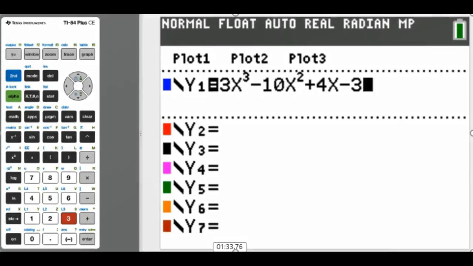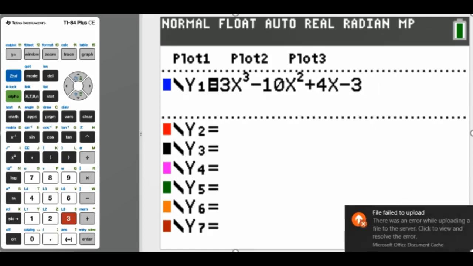I've already typed in the function from this first example. So that's the first thing you want to make sure is done. It is super important that it's correct. If you have the wrong function, you will not be able to find the correct rational roots.